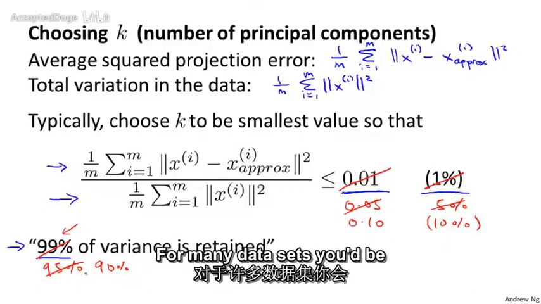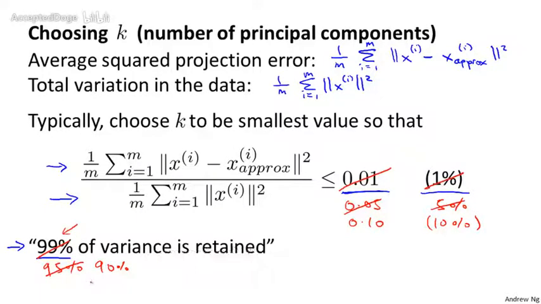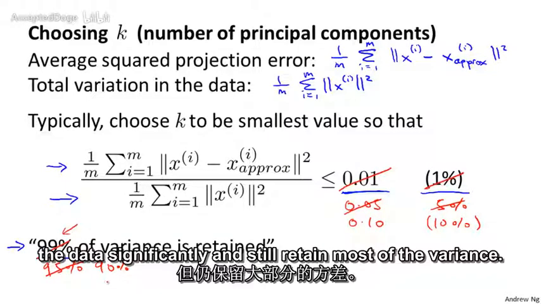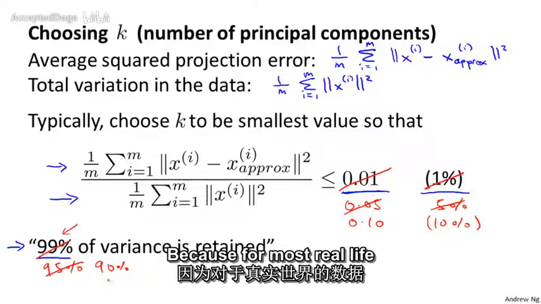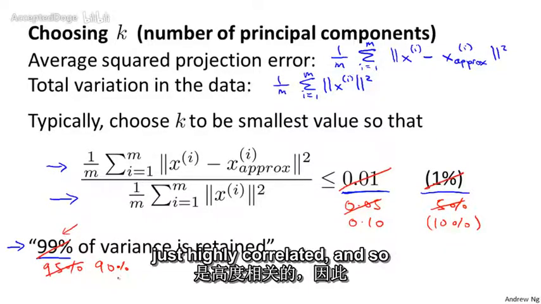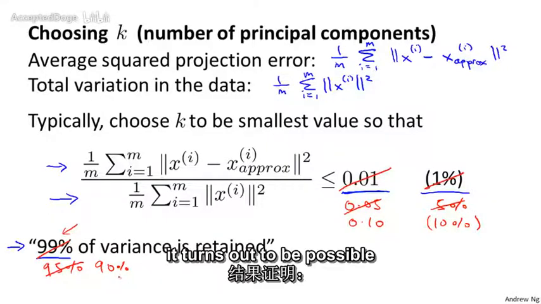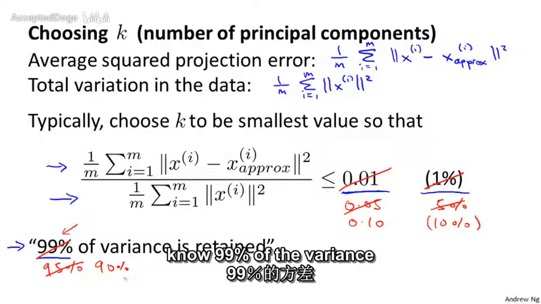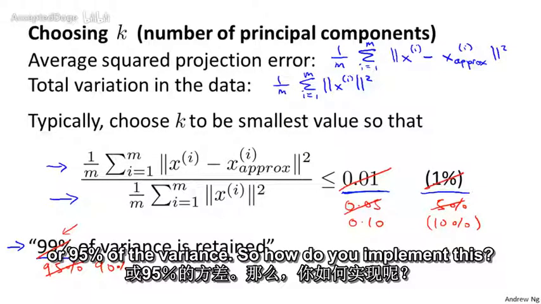And for many data sets, you'd be surprised, in order to retain 99% of the variance, you can often still reduce the dimension of the data significantly and still retain most of the variance, because for most real-life data sets, many features are just highly correlated, and so it turns out to be possible to compress the data a lot and still retain 99% of the variance, or 95% of the variance.